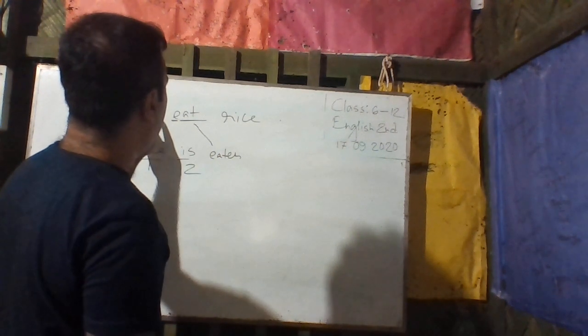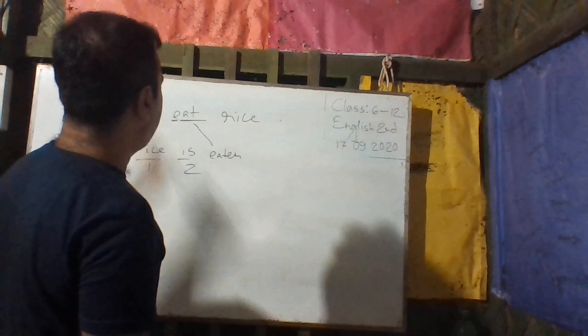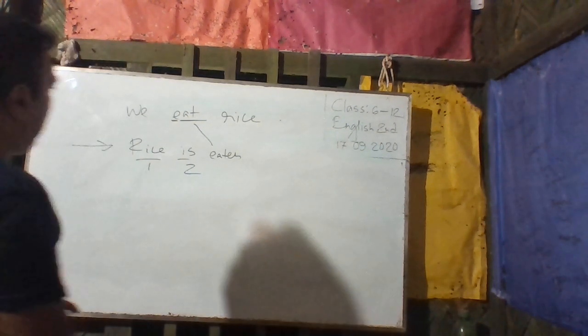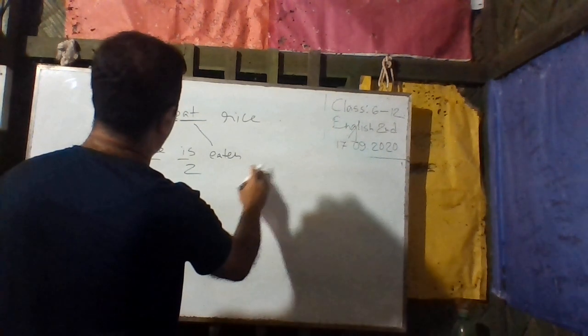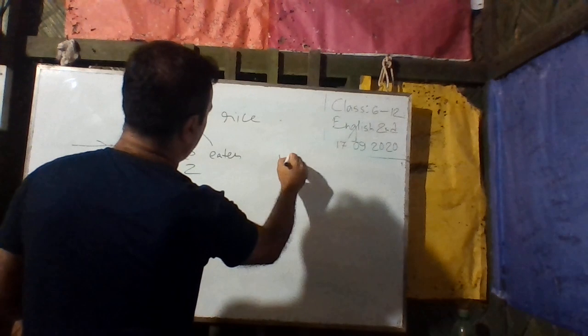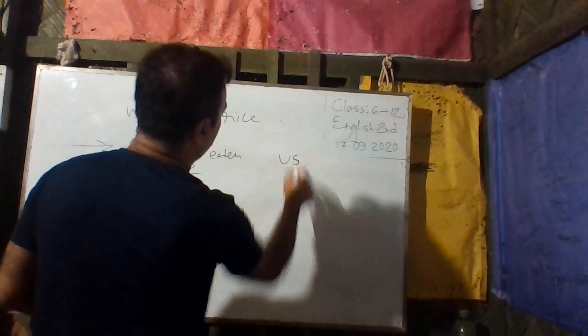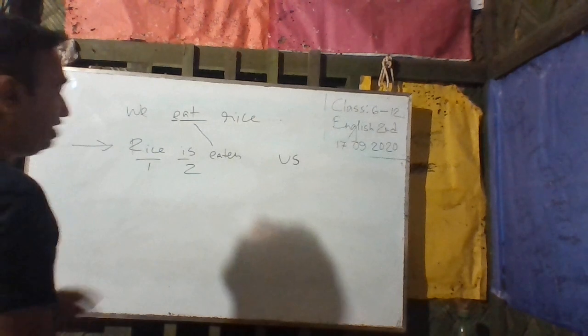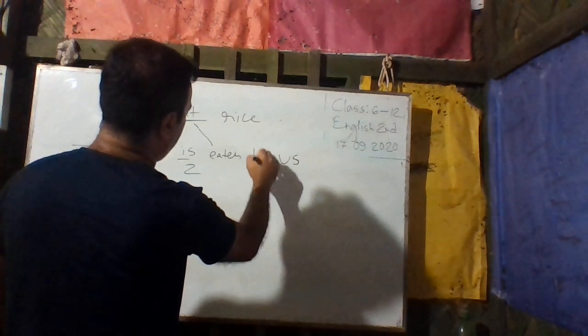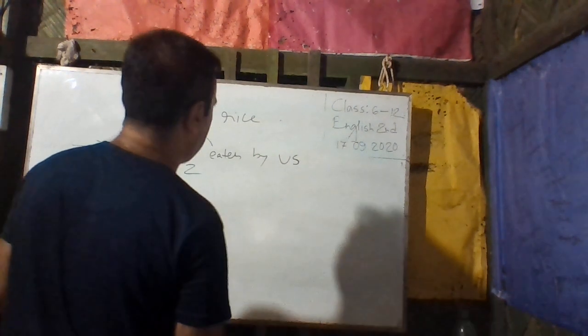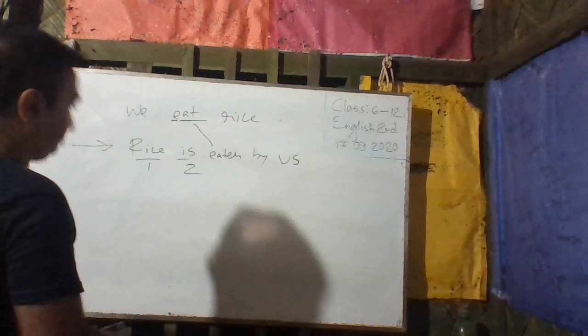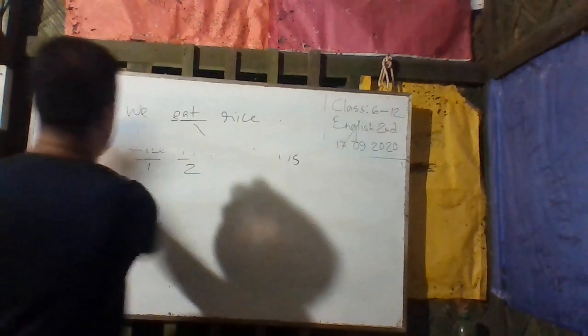Last of all, the subject of the active sentence will be used as the object of the passive sentence. We, it will be us. Objective case, and before that we have to use by. So, rice is eaten by us. Okay, let's see another sentence.